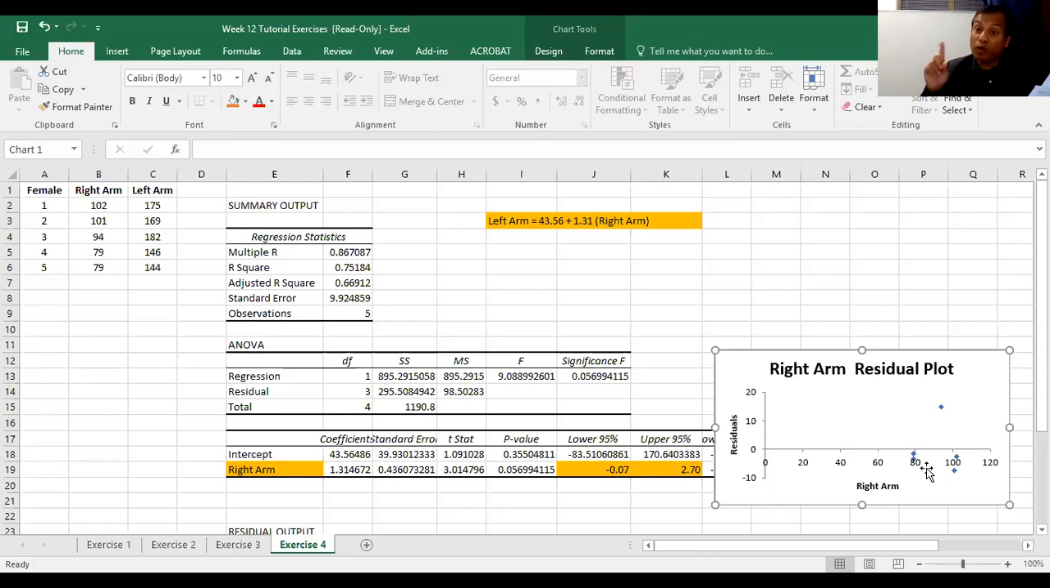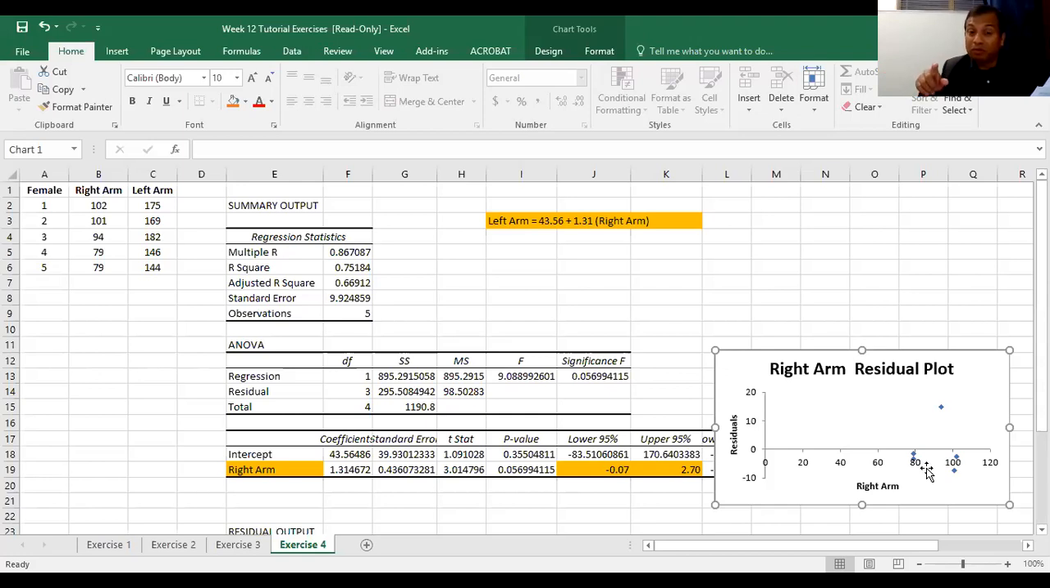So the variance in y is left arm. See the regression equation. Which one is the dependent variable? Left arm. So 75.18% variance in left arm is explained by the predicting variable right arm. What do you think? Is it a strong predictor, a moderate predictor, a low predictor, or is there no relationship, no prediction? There is a prediction because multiple R is there.